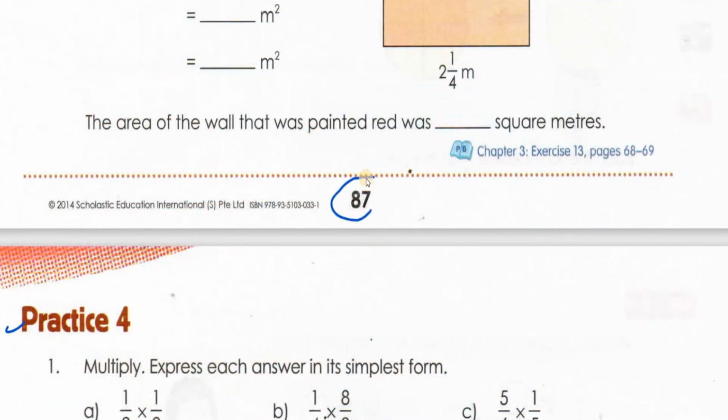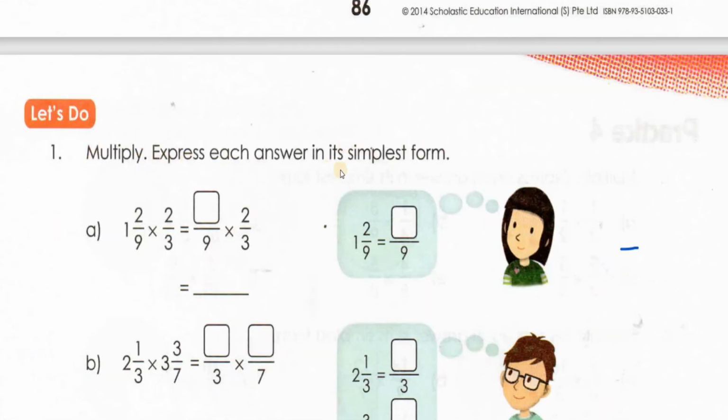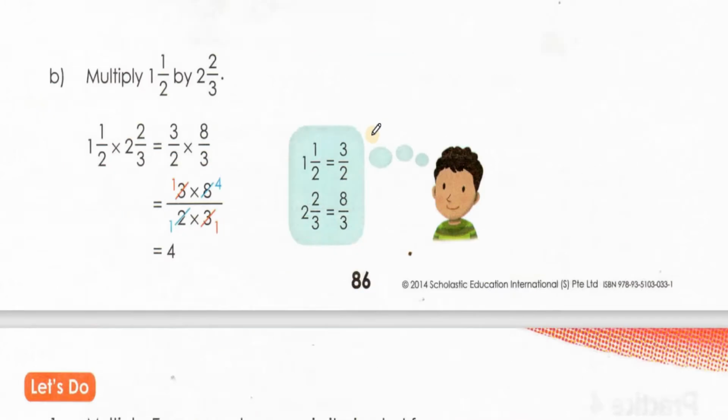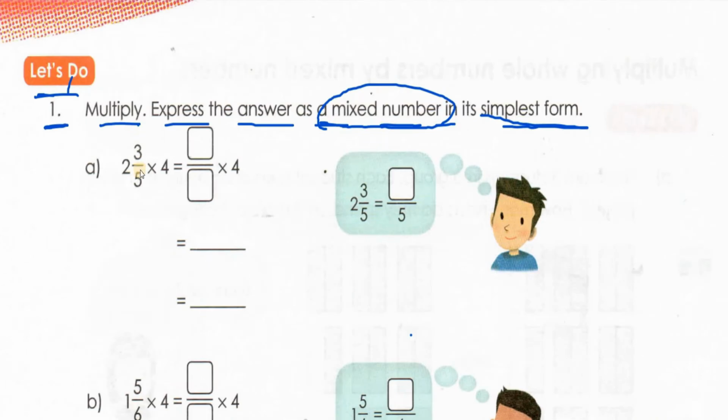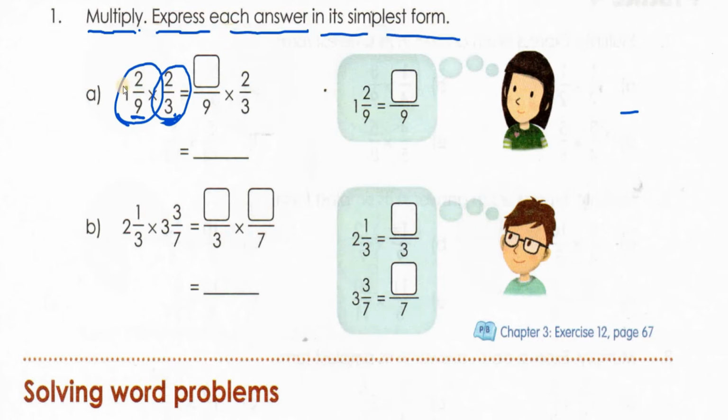Shall we go to the next question now? On the page number 87, let's do. I'll read the question. It is also the same thing. Earlier, a mixed number was multiplied by a whole number, but in this question the mixed number is multiplied with a fraction, that is 1 2 by 9 into 2 by 3. Express each answer in its simplest form. 1 2 by 9 into 2 by 3. We'll do it now.